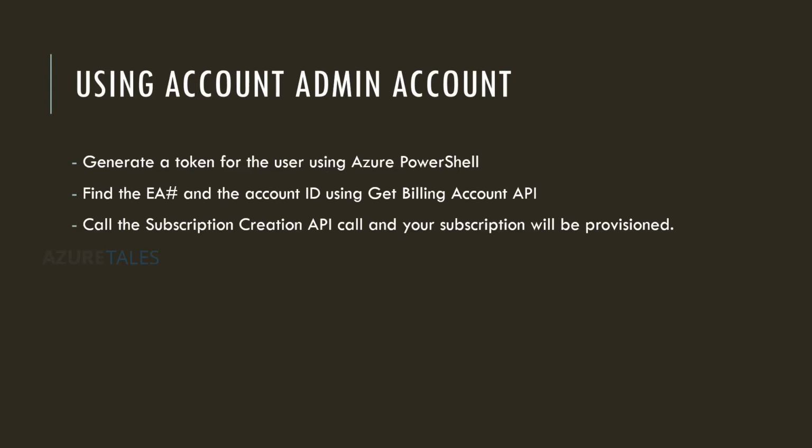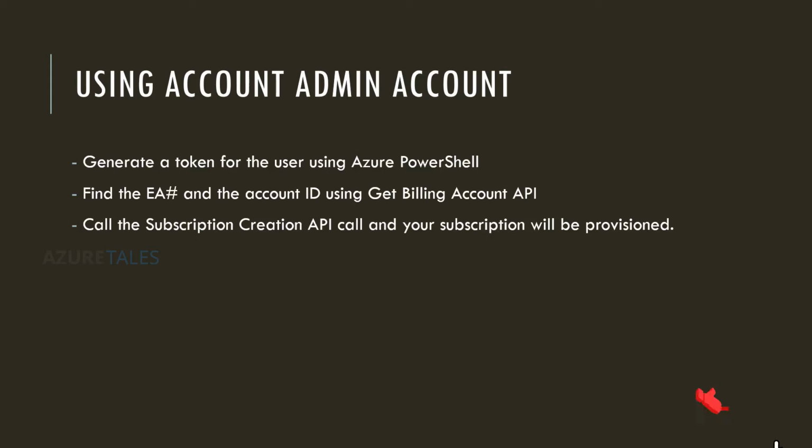Second thing is you need to find your EA number and the account ID. So you can find this using a single API call. There is a get billing account API call. If you make that call, you'll be able to see the EA enrollment number as well as the account number and the scope that needs to be used in the API. So you'll get to know that while we go through the demo. And finally, you just have to call the subscription creation API call, and your subscription will be provisioned.